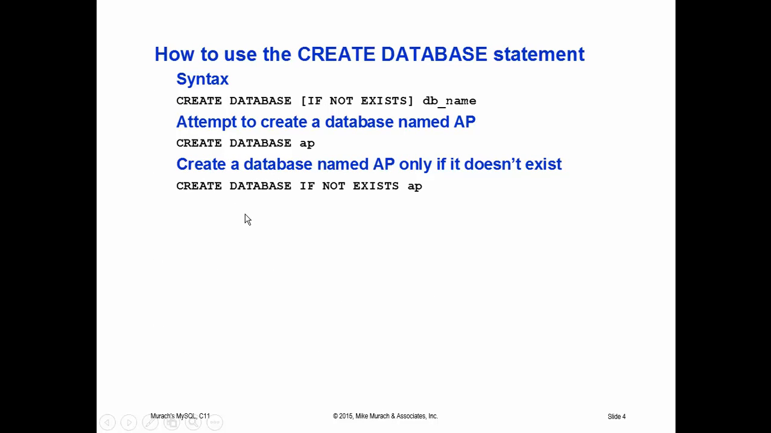So, if we look at the example that's right here, we've got create database if not exists, followed by the name of the database. So if we just say create database AP, for accounts payable, and there already is a database that exists named AP, we'll get an error message. But if we say create database if not exists, we will get a message back instead.